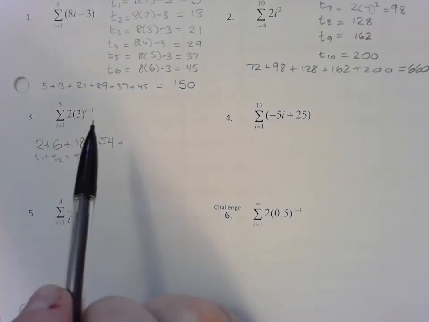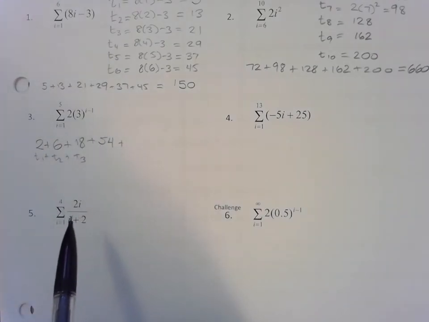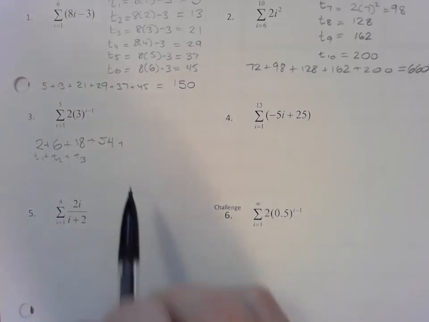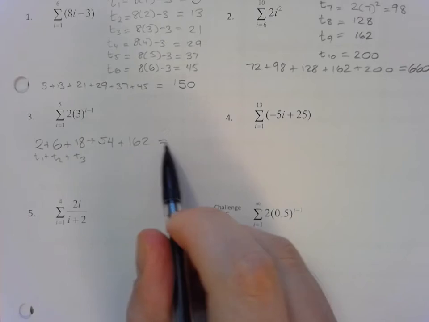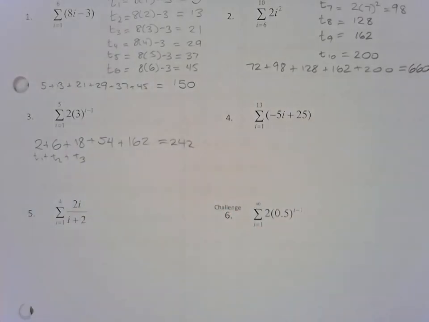Plug in 5. 5, take away 1 is 4. 3 to the fourth is the same thing as 9 squared, or 81. 81 times 2 is 162. Add these numbers up together, we get 242. So the sum of this series is 242.